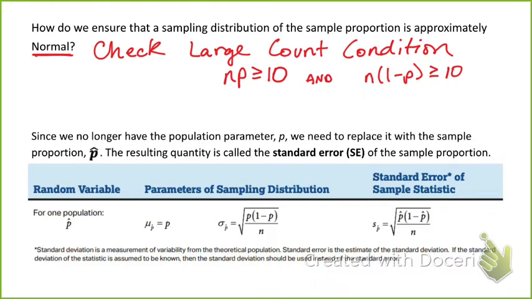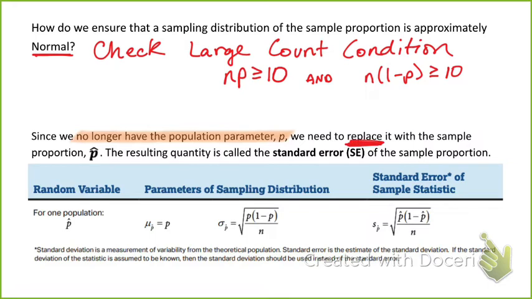Now, I have interesting news for you. We no longer have the population parameter. Remember, I told you guys you're no longer going to know the true population value. It's not going to be given to you in the problem anymore. Just like you don't know how many blocks are in this bucket. So what are we going to do? How are we supposed to use all these formulas that have a bunch of p's in them when I don't even know p?